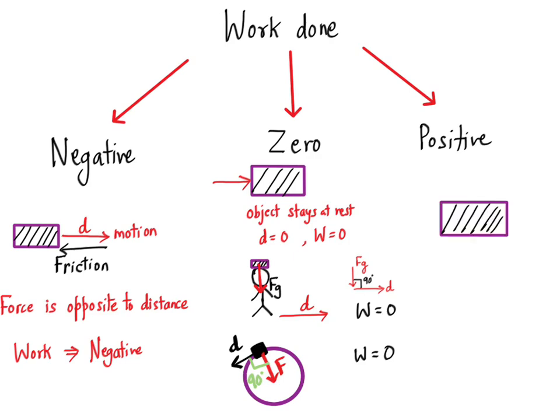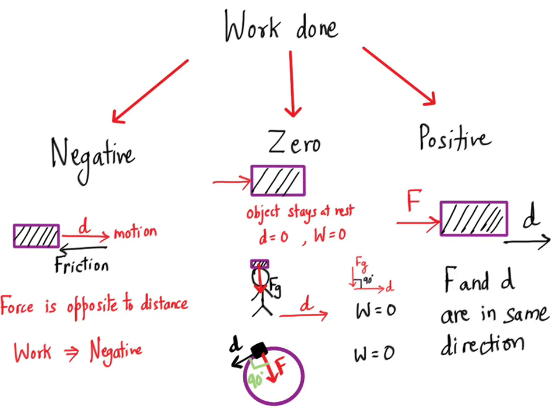Positive work done. Let's say that we have a box. We push the box with a force F, and the box moves a distance d in the direction of the force. That means force and the distance are in the same direction, so work done will be positive.